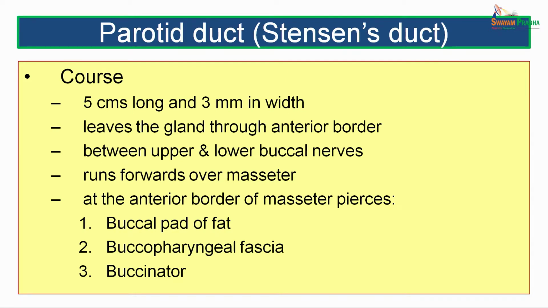It runs forwards over the masseter muscle, and at the anterior border of the masseter muscle, it pierces inwards and goes deeper by passing through the buccal pad of fat, the buccopharyngeal fascia and the buccinator muscle. These can be remembered as the 3 B's: the parotid duct piercing the buccal pad of fat, buccopharyngeal fascia and the buccinator muscle.